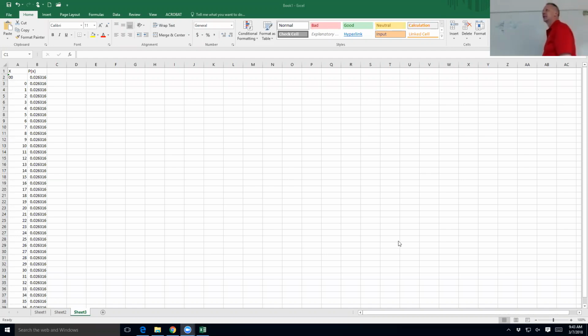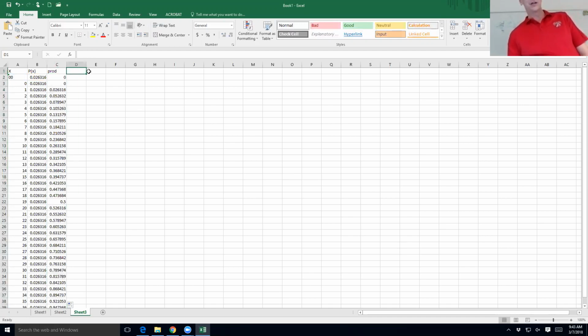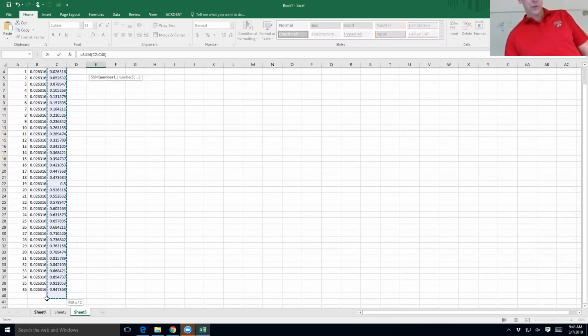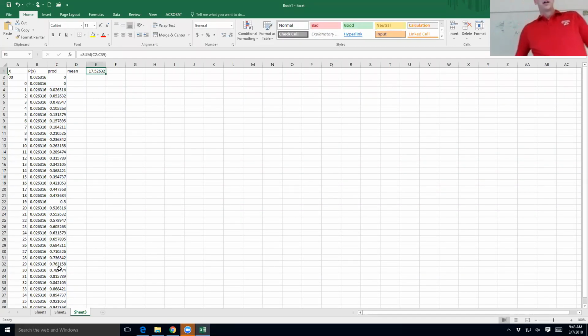You guys already forgot? What's the formula for the expected value? Somebody look it up on their formula sheet. Sum of x times the probability of x, right? So all I've got to do is find the product of all these. If I take x times the probability of x, hopefully that's still going to be 0. Yeah, it is. Copy that down. And now I simply find the mean, which is the sum of that column there. $17.52. So if you've got 38 numbers, you'd expect it to be right in the middle, wouldn't you? If they're all equally likely, yeah.